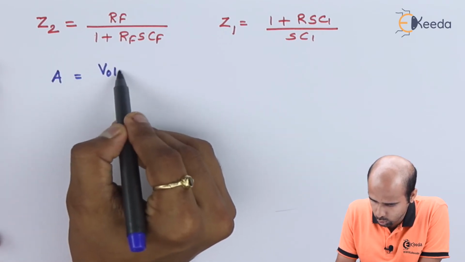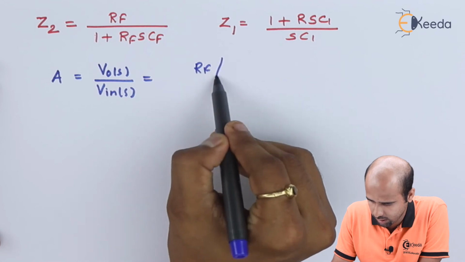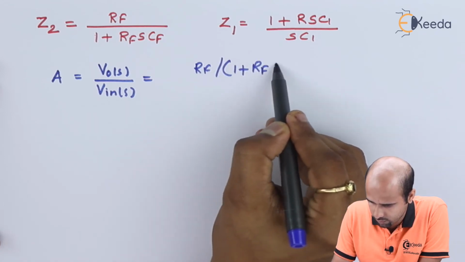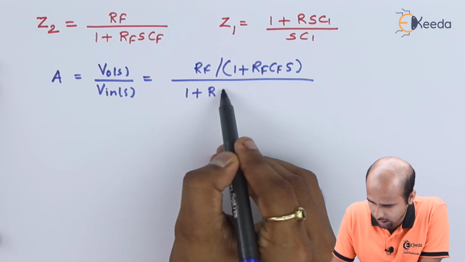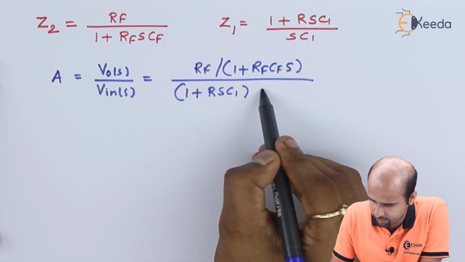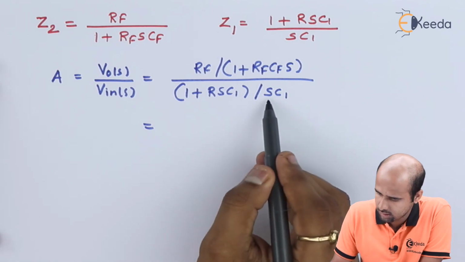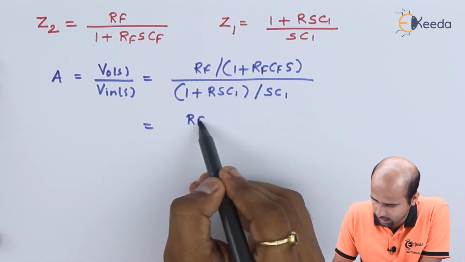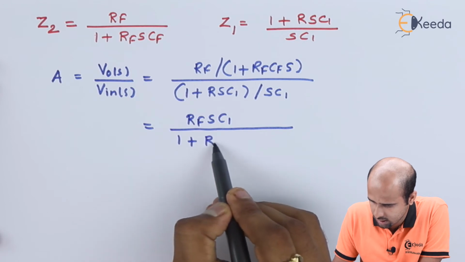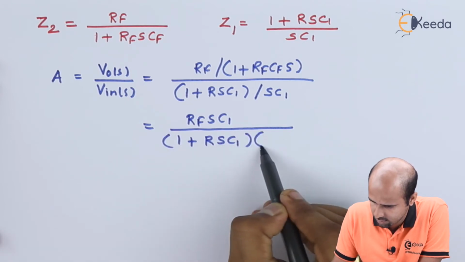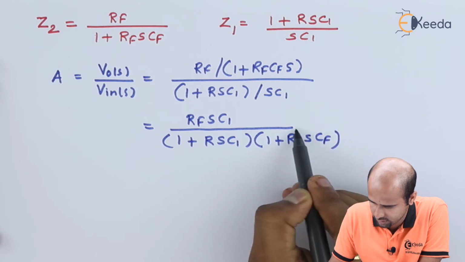Gain is equal to VO of S divided by Vin of S, which is nothing but RF upon 1 plus RF CF into S, divided by 1 plus R S C1 multiplied by, you can get this will go up, which will give you RF into S into C1, and here we will be getting 1 plus R into S into C1 and 1 plus RF into S into CF. Nice.